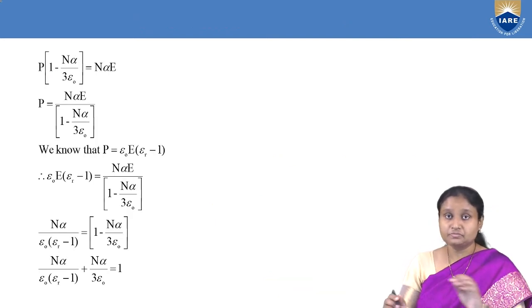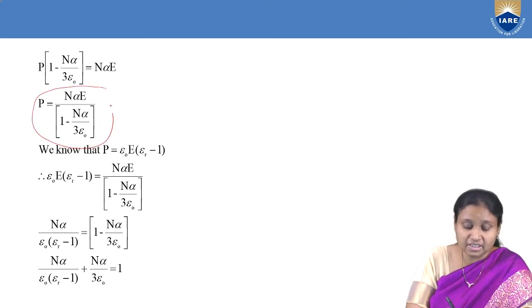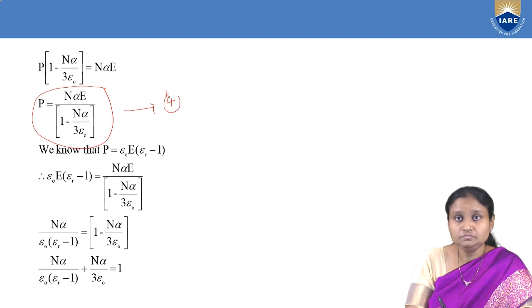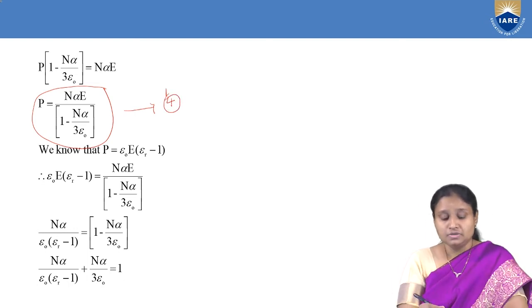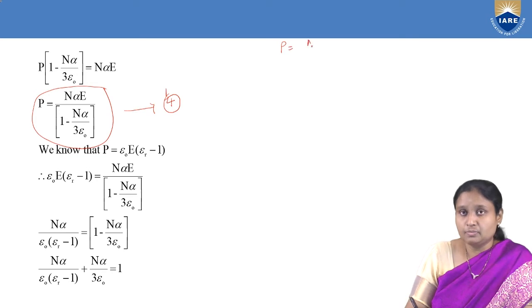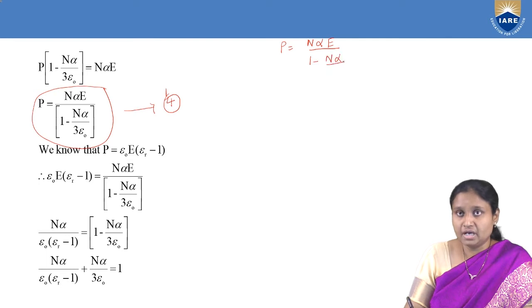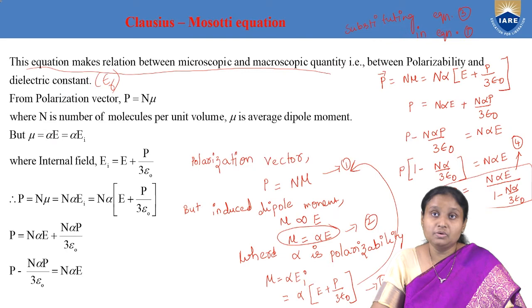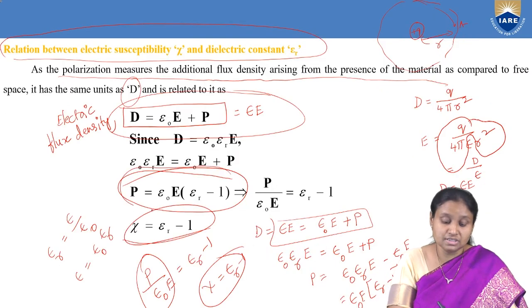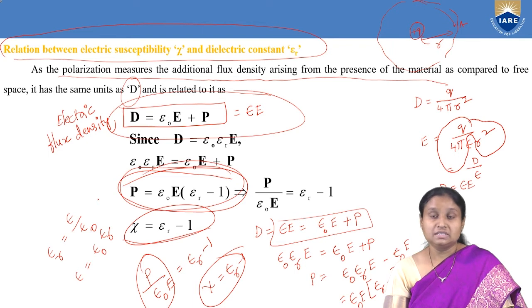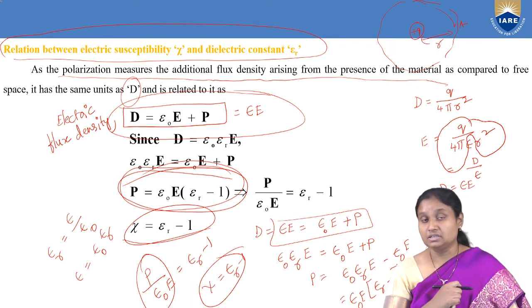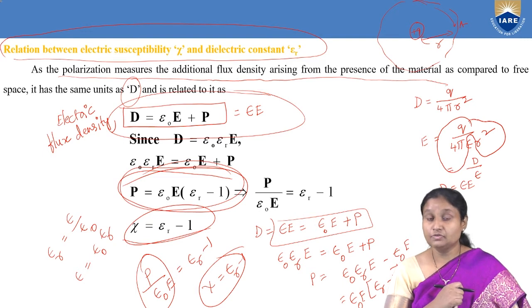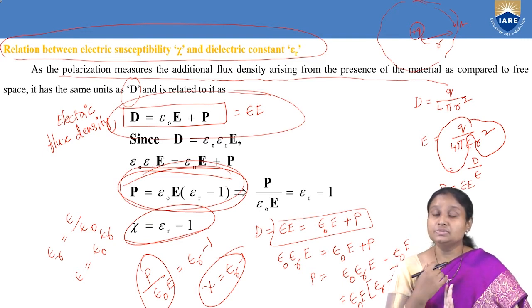Now moving further, we have come to this step. This we have taken as equation 4. So we are at this point where we got our polarization vector as n alpha E divided by 1 minus n alpha by 3 epsilon naught. Now, as I told you, in the Clausius Mossotti equation we are going to make use of this relation. So this relation is very, very important. We have introduced polarizability here, and of course the polarization vector. Now I need to introduce our dielectric constant.